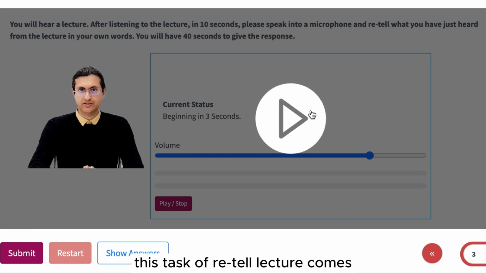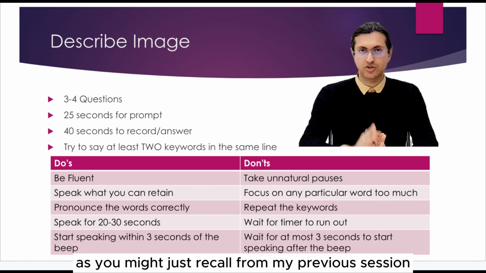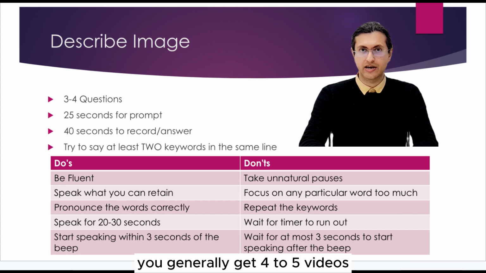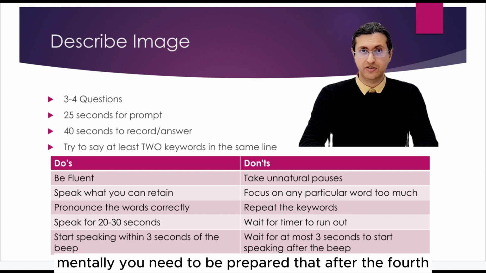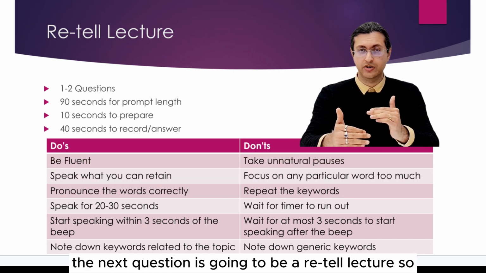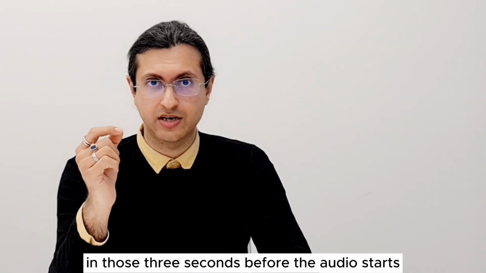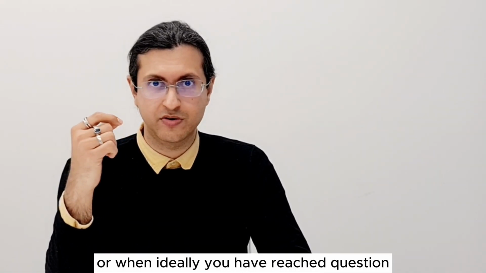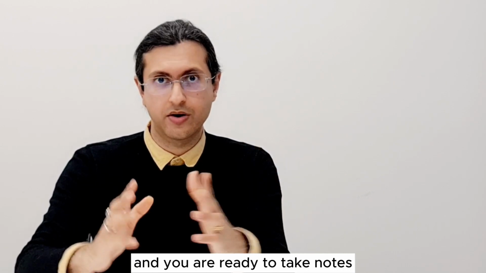This task of retell lecture comes immediately after describe image ends. As you might recall from my previous session, in the task of describe image, you generally get 4 to 5 images. Mentally, you need to be prepared that after the 4th, 5th, or maximum the 6th question of describe image, the next question is going to be a retell lecture. So in those 3 seconds before the audio starts, or when you have reached question number 5 of describe image or 4, you should open the lid of your pen, just scribble it so that it's ready and you are ready to take notes.